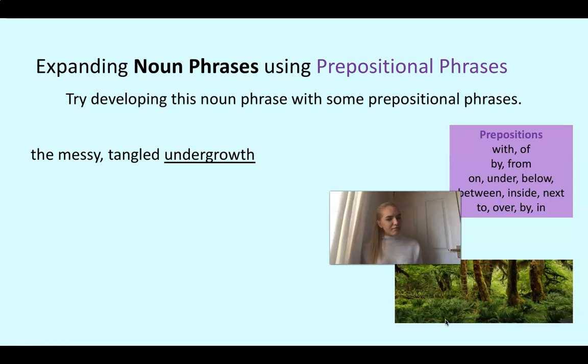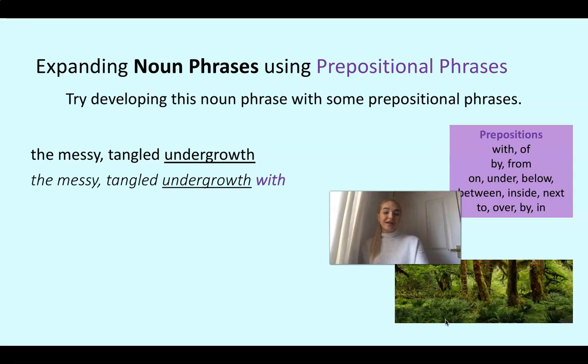Now there's not really much that's giving away about this image here. And this is where it's over to you to think of a prepositional phrase. And I've given you the expanded noun phrase of the messy, tangled undergrowth. You can see all these plants are intertwining with each other. They are all tangled, they're a bit messy, they're a bit all over the place. They don't look as if they've been looked after, they've just been allowed to grow. And that's in the undergrowth of the rainforest.